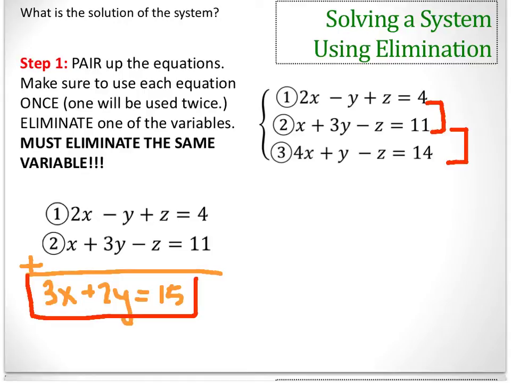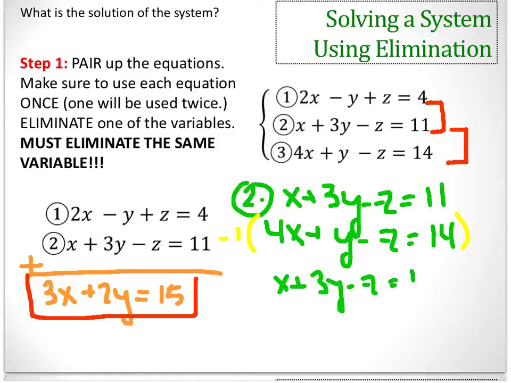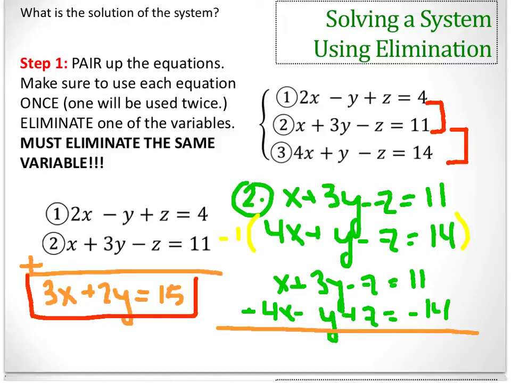With the second pair, I'm going to do equation number 2 and equation number 3. Again, you need to eliminate the same variable. Right now, both of my z's are negative, so I need to do something to make one of them positive. I'm going to multiply the bottom one by negative 1. So my new equations are x plus 3y minus z equals 11, and negative 4x minus y plus z equals negative 14. Now I'm going to draw my big equation, and I'm going to add.